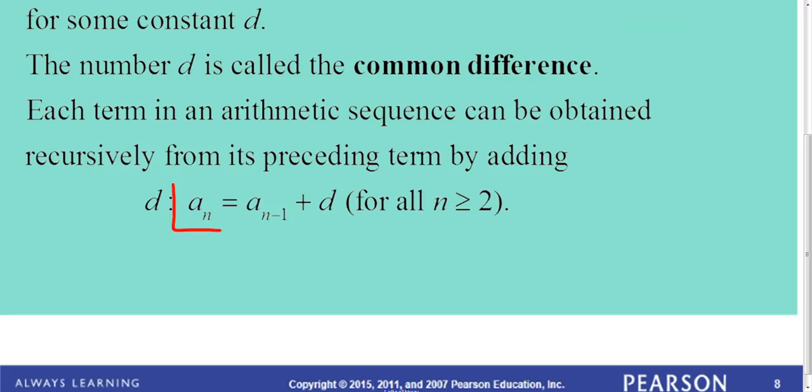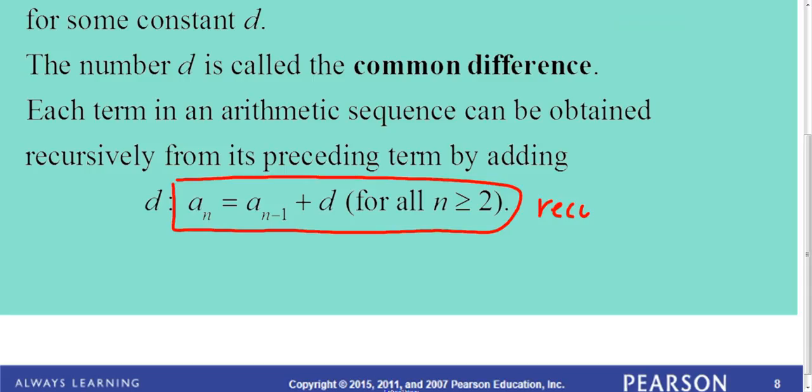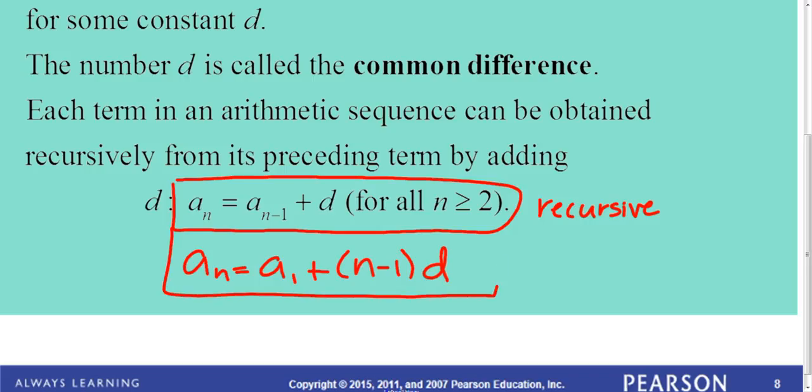This formula right here is the recursive formula for arithmetic sequences. So we can't find the next term until we know the term before it, okay? There is also an explicit formula, which I know will look familiar to you, and it goes like this, okay? You probably want to write that in your notes because I don't think I got it copied in there. Maybe I did. But this is your explicit formula for arithmetic sequences, okay?